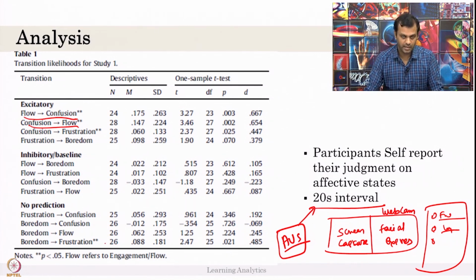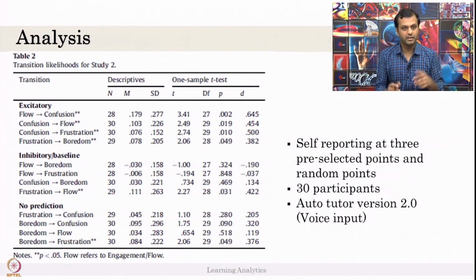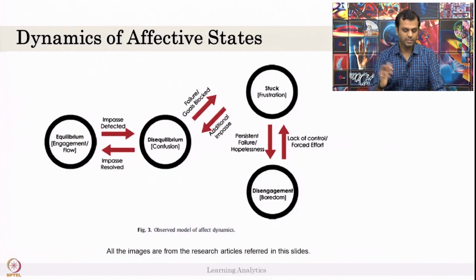They repeated the study with a new system, and again they found that, except frustration to flow, all of them were also happening, and frustration to boredom was also happening within the students. In this report they randomly selected 20 pre-selected points, and 3 random points were given to students to self report, with 30 participants. Now with these two sets of data from the empirical study, we are going to see whether we can plot the theoretical model of affective dynamics. So, that is what they did here.